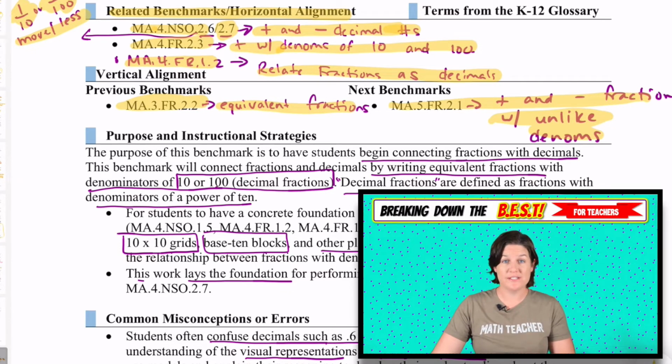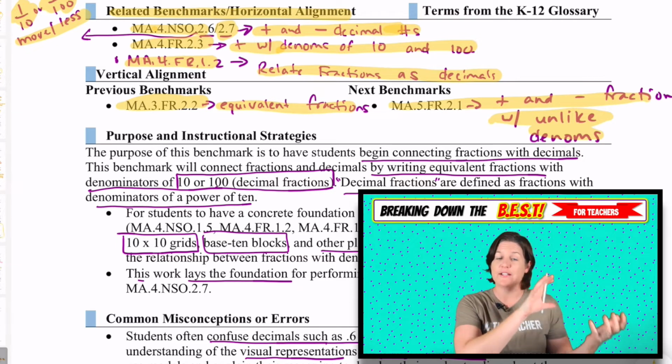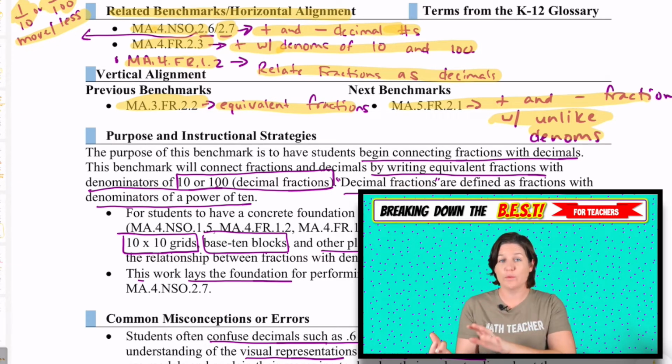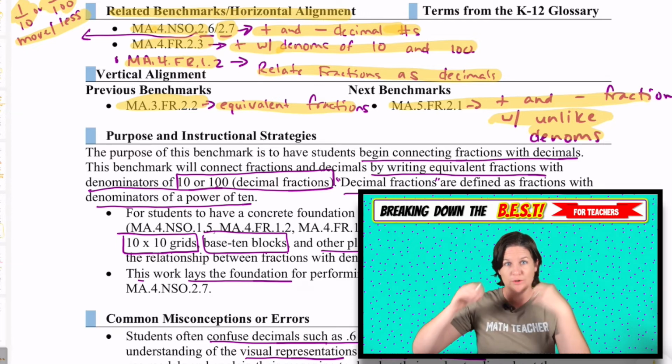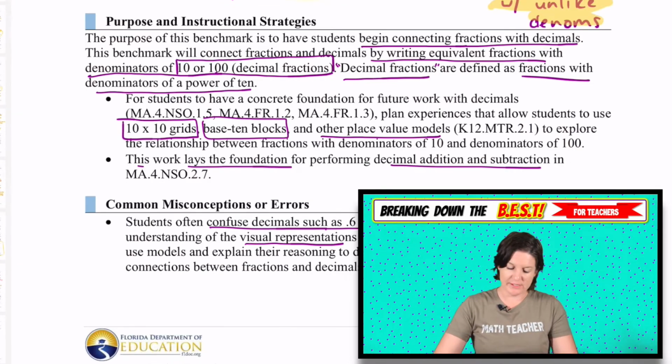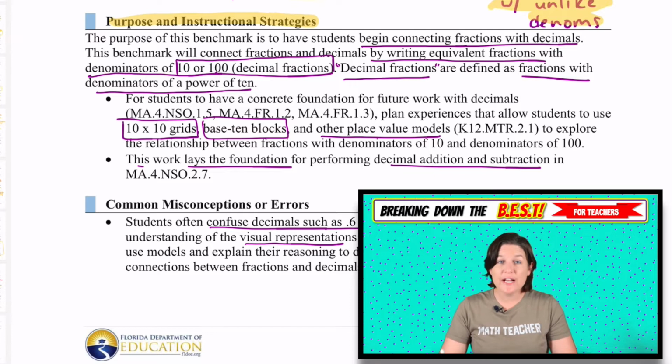And with that 5th grade standard, there's a lot of creating equivalent fractions in order to get those denominators to match. So what we're doing today by converting from a denominator of 10 to a denominator of 100 is going to help with that 5th grade standard later on. Next up, we have the purpose and instructional strategy section.